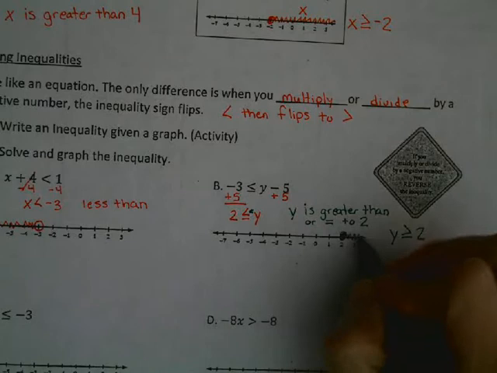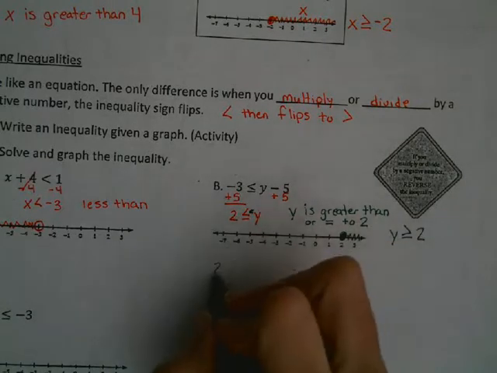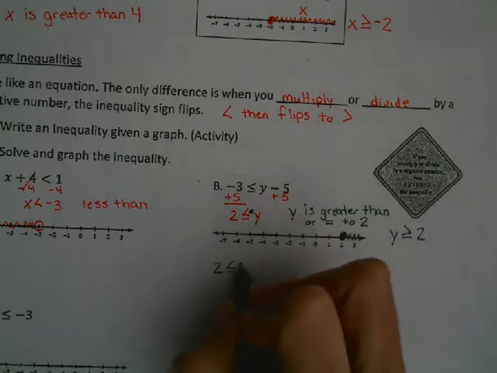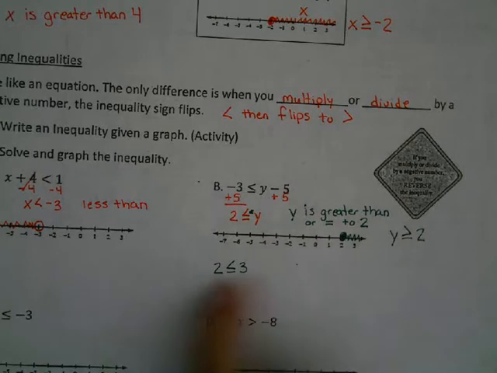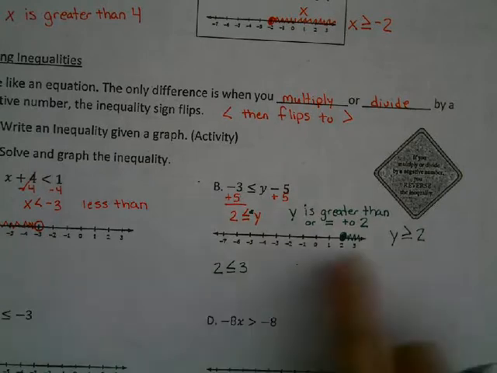So even if you tried it up here, does it make sense? 2 is less than or equal to 3. Try a number. Does 3 work there? Is 2 less than 3? Yes, so I know I shaded the right direction.